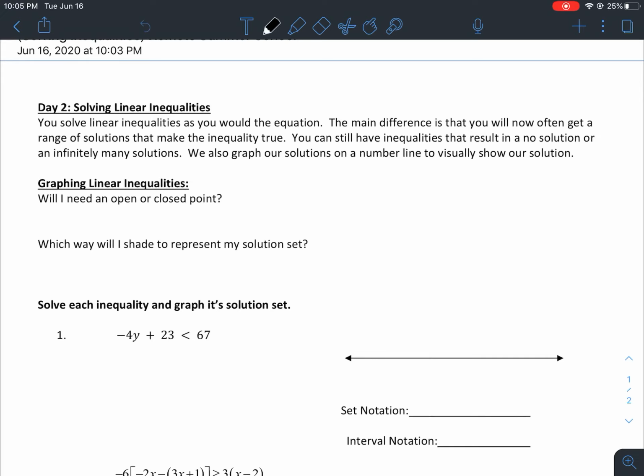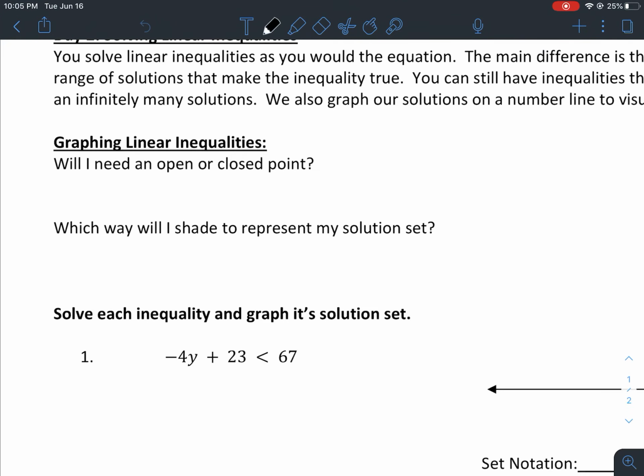And instead of just solving it like it's an equation, now we're also going to graph it on a number line. So there's first a couple things that you really want to know when solving inequalities. The first is sometimes you're going to use an open point like that, and sometimes you're going to use a closed point. You use an open point or an open circle when you have less than or greater than. Let me highlight that. And use a closed circle or closed point when you have less than or equal to or greater than or equal to.